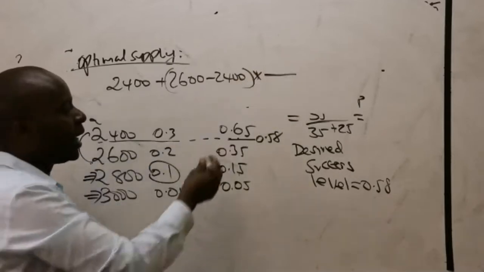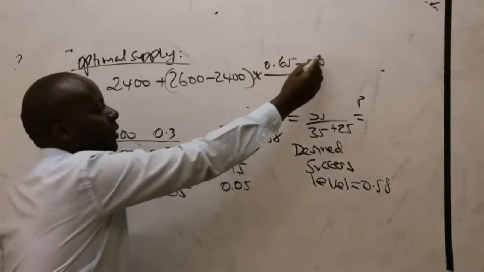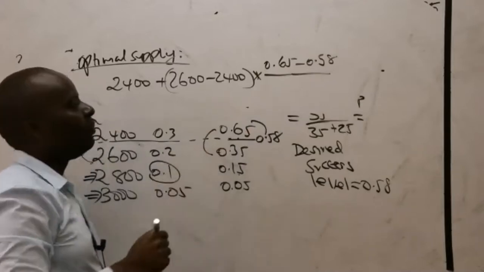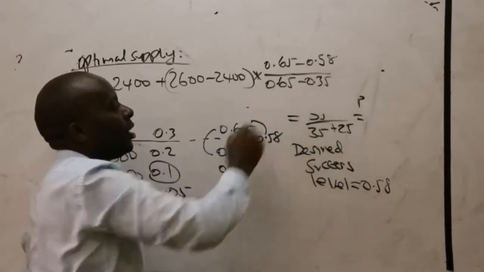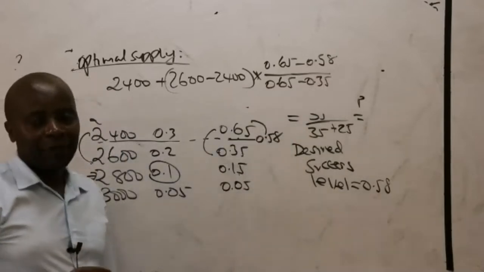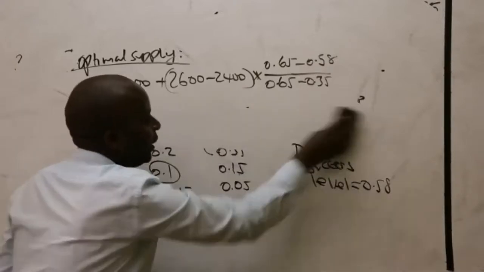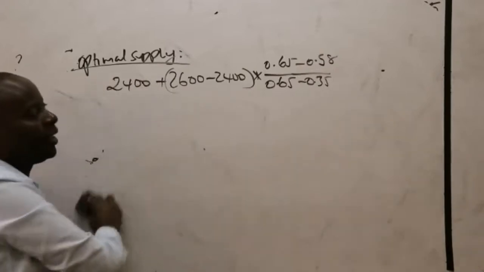Where is the upper arc? It is here. It is 0.65 minus 0.58, divided by the base arc. The base arc we have here is 0.65 minus 0.35. So ladies and gentlemen, the moment I hit there, I should be able to get this answer very easily.